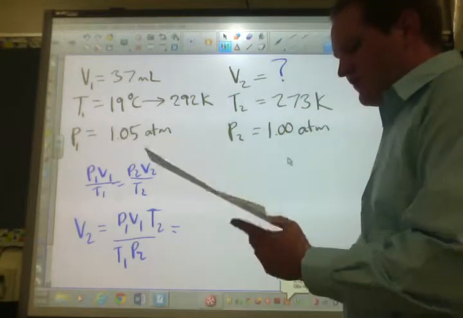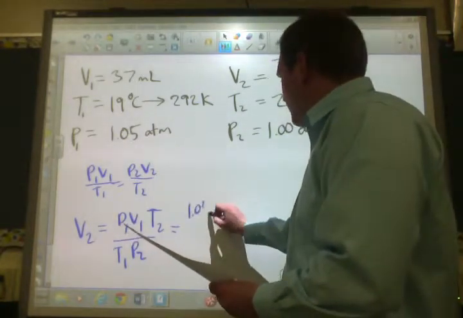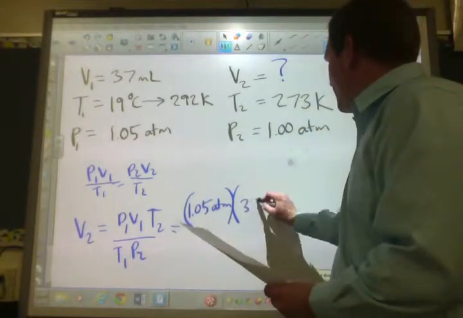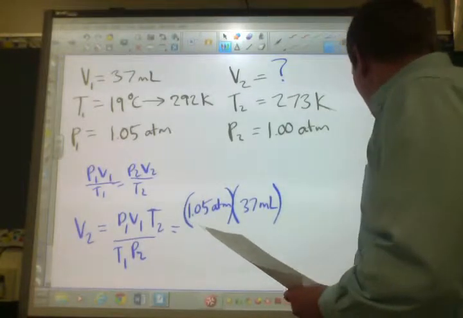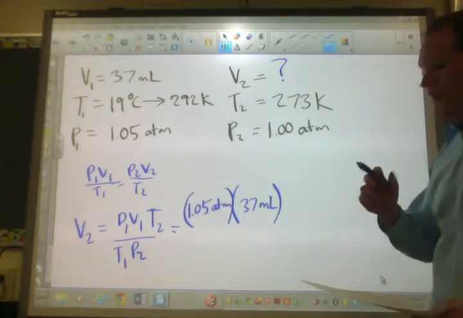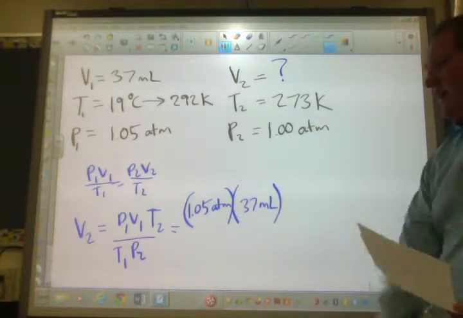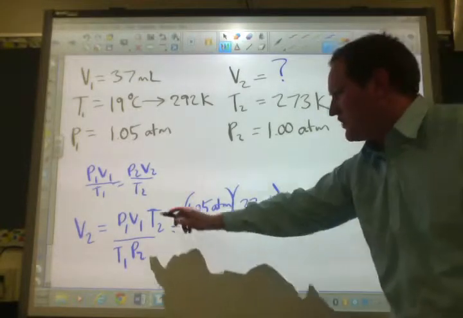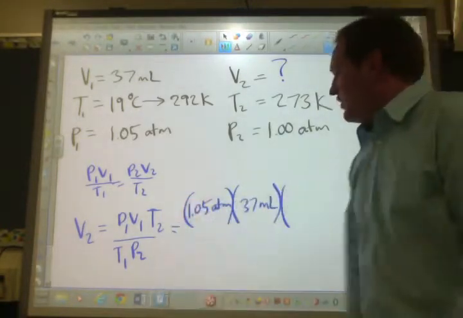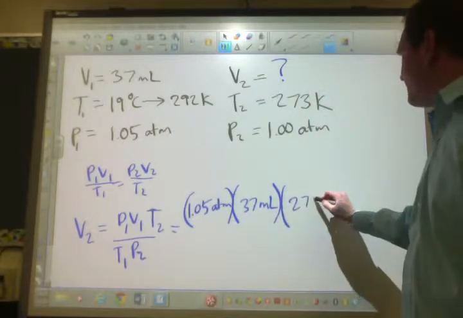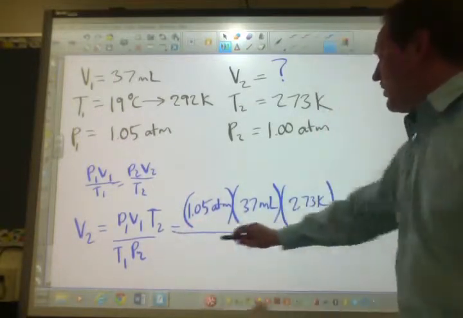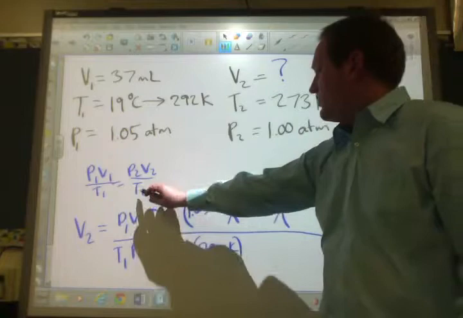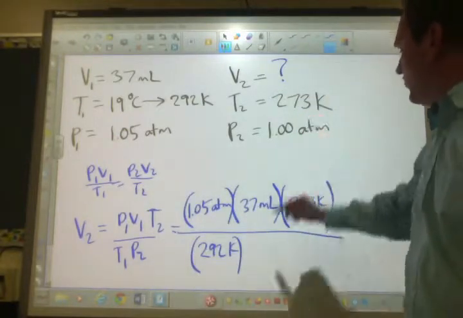Let's plug in our values. So P1 is 1.05 atmosphere. V1 is 37 milliliters. And you might say, wait, don't we have to convert milliliters to liters? No, that's only in the ideal gas law. With combined gas law, whatever units you feel like putting in, it's just going to be the same units you get out. The only one that you have to make sure of is temperature must be in Kelvin. T2, 273 Kelvin. Divided by T1, 292 Kelvin. And P2, 1.00 atm.